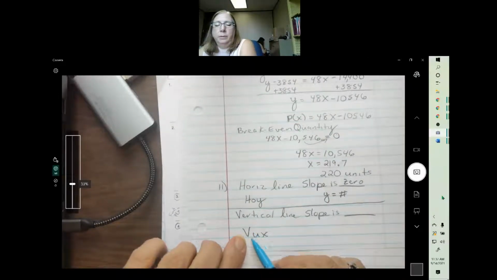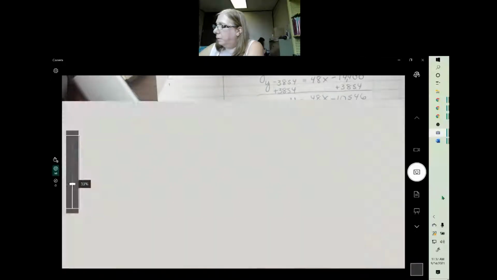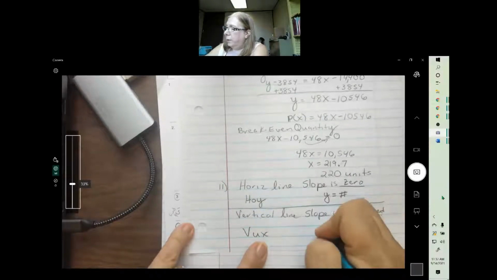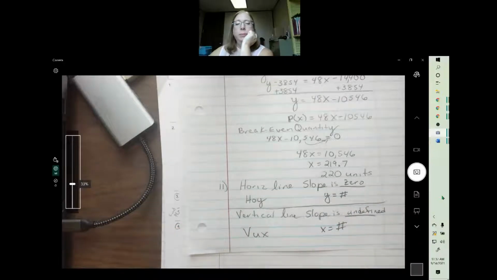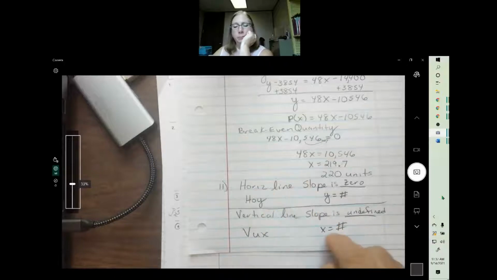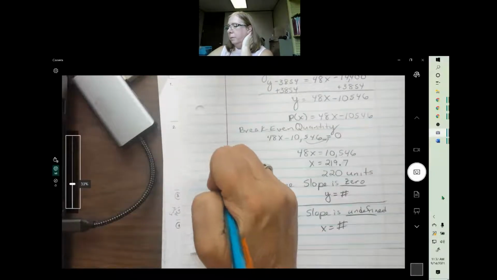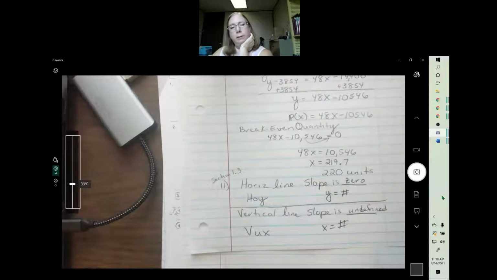Vertical line, that goes with this one. U means the slope is undefined. And the X means the equation has x equals a number. So by memorizing HOY VUX, you can remember the special cases. So that was number 11 from 1.3 on MyLabs. Any questions on it?